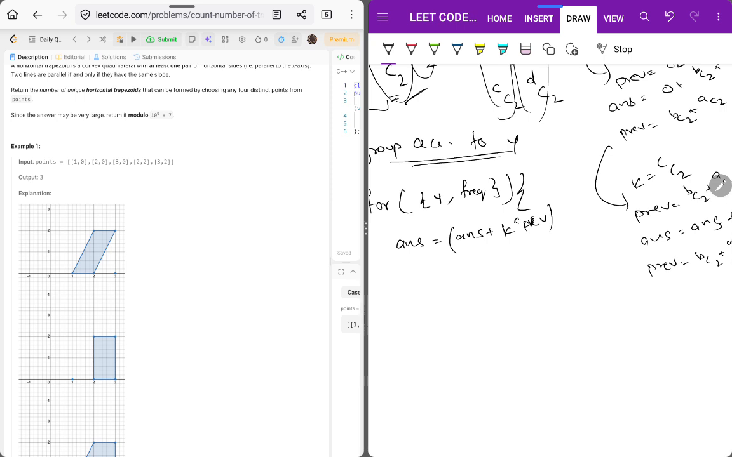Like this. We'll add mod over here because of the largeness of the problem that we have. And then finally we'll return the answer as answer percent mod.